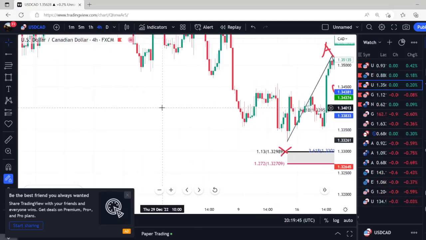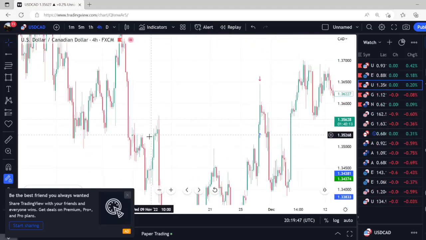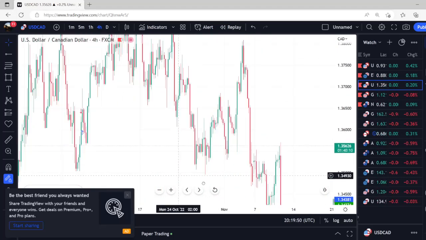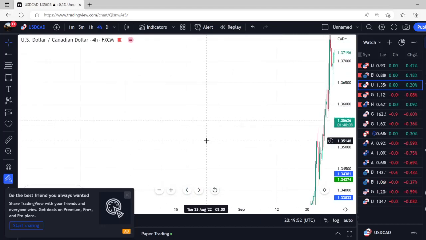So let's see. I think there's another trade that I took on USD CAD 4 hour. I'll show you the trades.